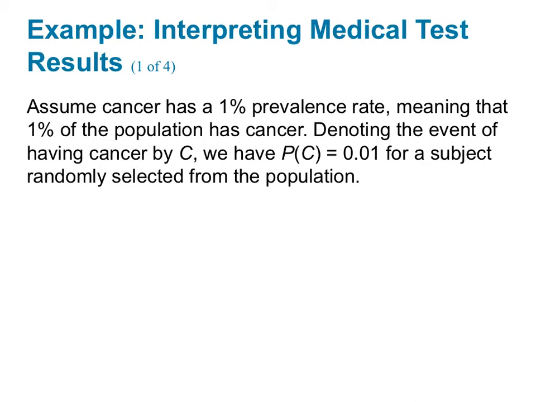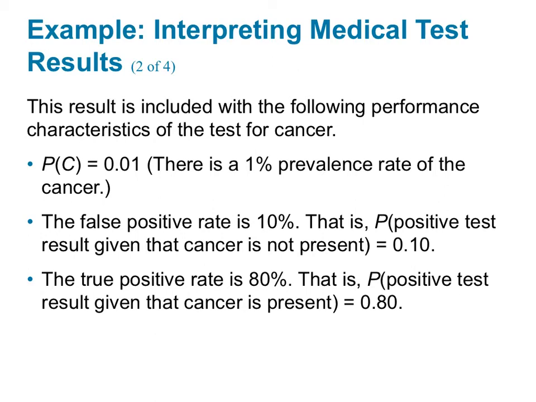We're going to look back at another example using the tables. So here we have: assume cancer has a 1% prevalence rate, meaning that 1% of the population has cancer. Denoting the event of having cancer by C, we have the probability of cancer is 0.01 for a subject randomly selected from the population. This result is included with the following performance characteristics of the test for cancer. The false positive rate is 10%, and the true positive rate is 80%.